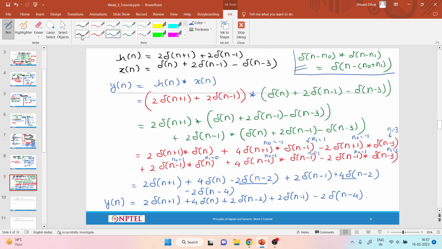In general, if I'm having x of n convolved with any shifted version of impulse, then I'll be getting x of n minus n naught. So this property actually helps a lot, especially when you will do transforms and its properties. So I wanted to show this with the help of unit impulses. Like if you convolve two unit impulses, you'll get another unit impulse. So that I wanted to show, so I took this example. The coming examples will be solved graphically.